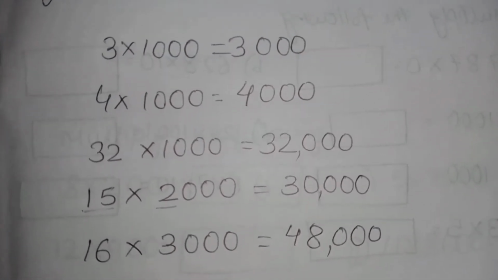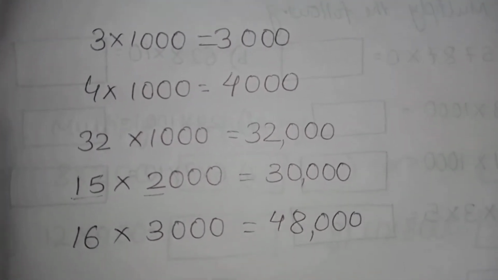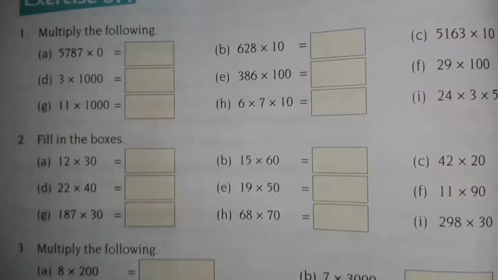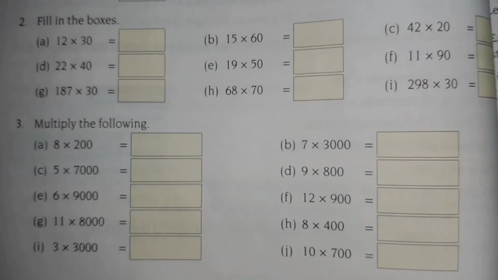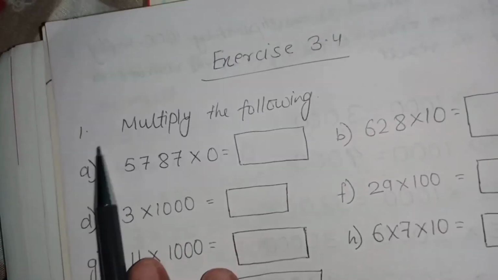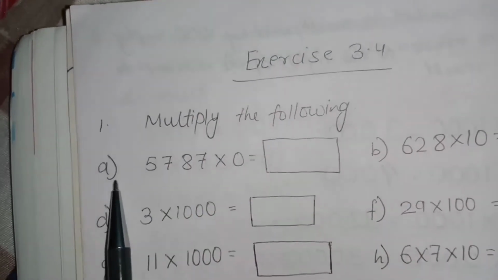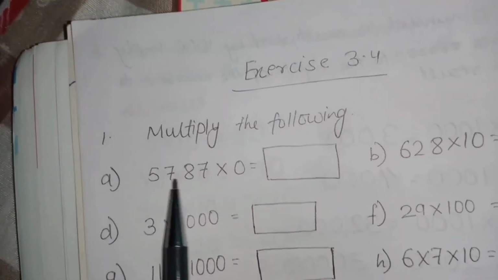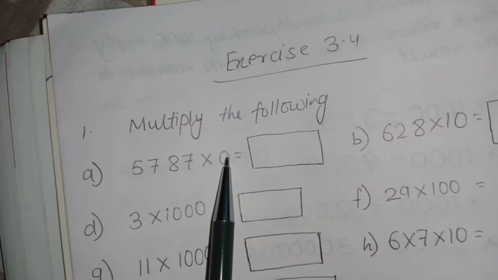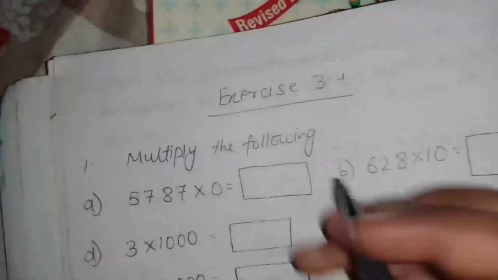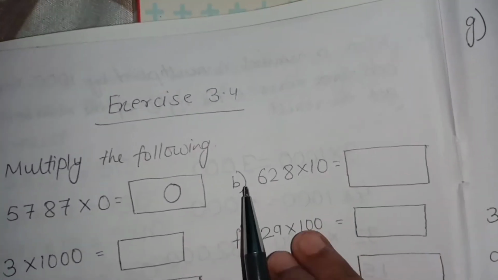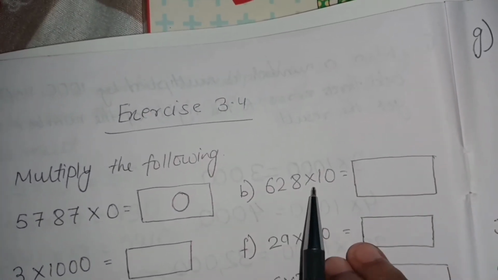Now let's move to the exercise 3.4. Now we will do exercise 3.4, question 1, 2, 3. Okay, so now let's start. Okay, now number 1 question is multiply the following. A, 5787 into 0. So according to property number 1, any number multiplied by 0 will be how much? 0. Okay, done.